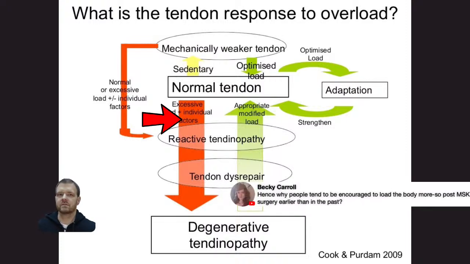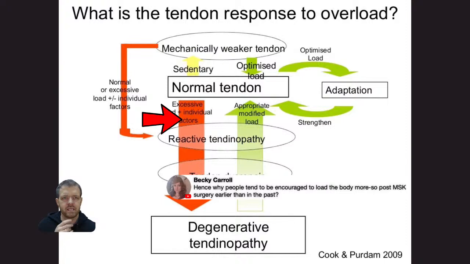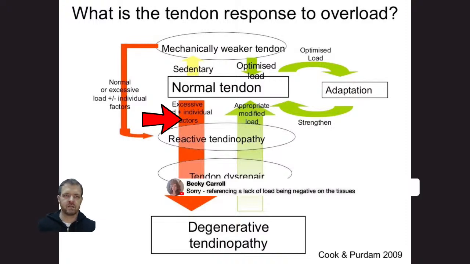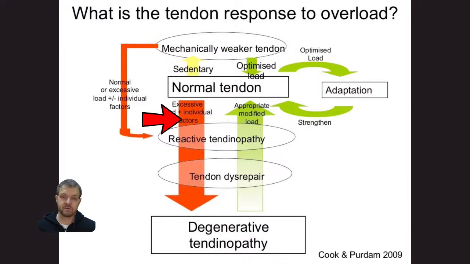Let's have a look at this. Sorry, Becky. So hence why people tend to be encouraged to load the body more. So post MSK. Yeah, exactly. Referencing the lack of load being negative on the tissues. Yeah, definitely. And that's often a surprise for people. So they'll have a knee operation or a hip operation. They'll go, blimey, I was out of bed the same day, and they're expecting to be laid up for a couple of weeks. Yeah, they will get you up and out of that bed straight away. You need to load the tissue, because otherwise you're going to get degradation of the soft tissue. Yeah, definitely.